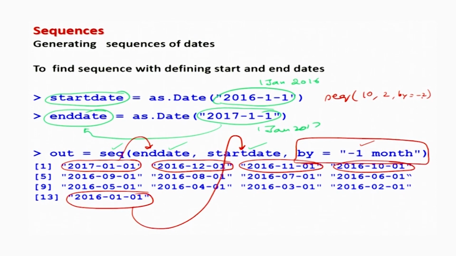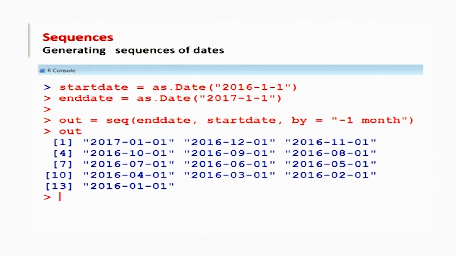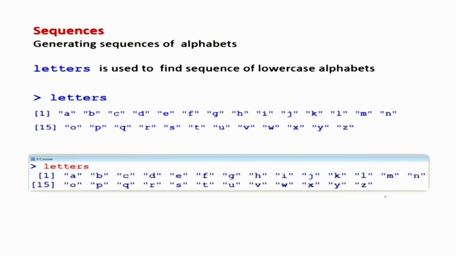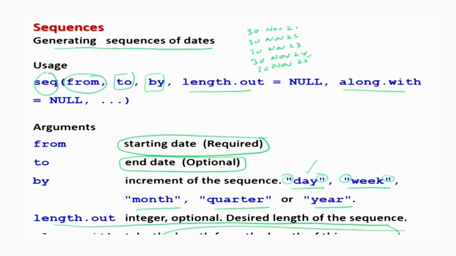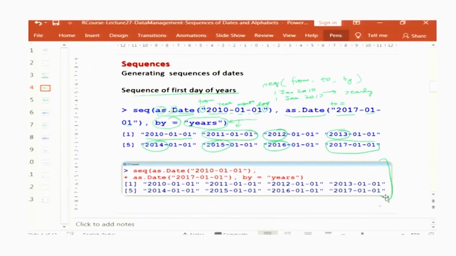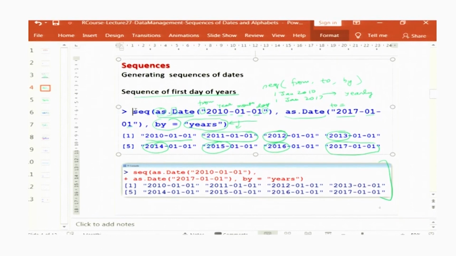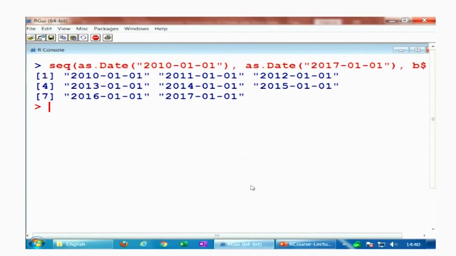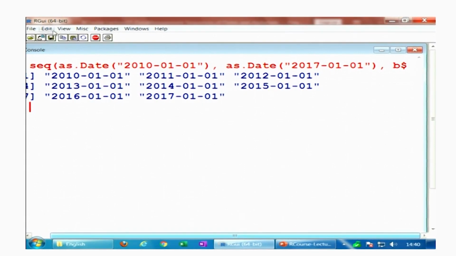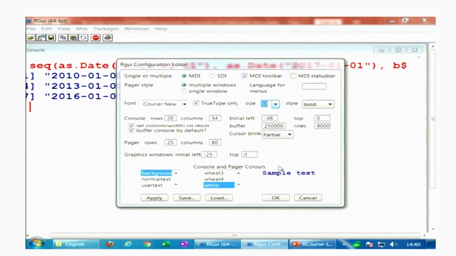For example, here I have taken the variable to be out, right, and this is the screenshot of the same operation which I just showed you. So now let me show you these operations on the R console so that you become more confident that these things are really working. So first I compute these dates from 1st January 2010 to 1st January 2017, and the dates are increasing annually. We can see that this is going to happen. Well, I can reduce the font size so that you can see it easily, right.